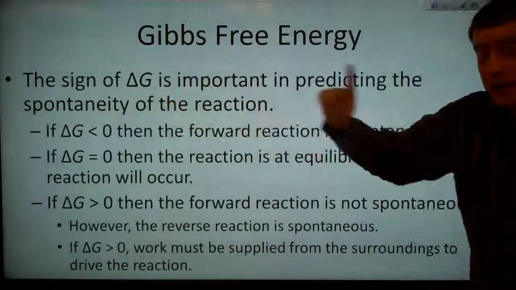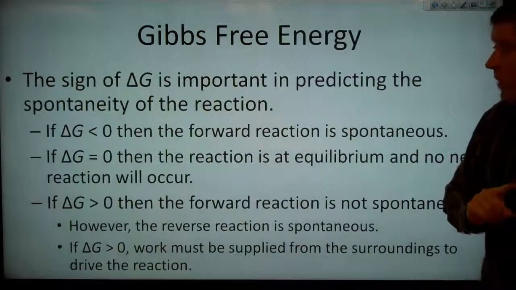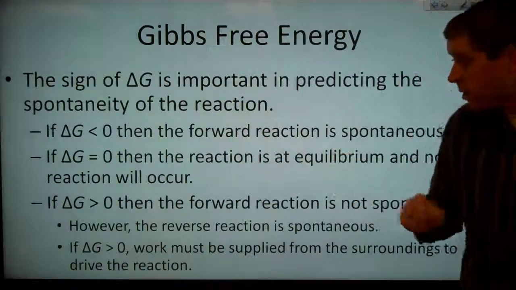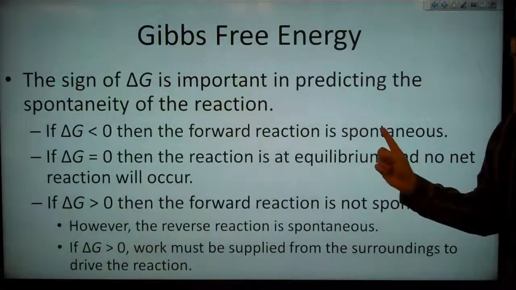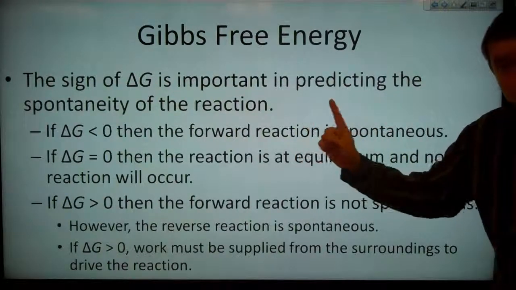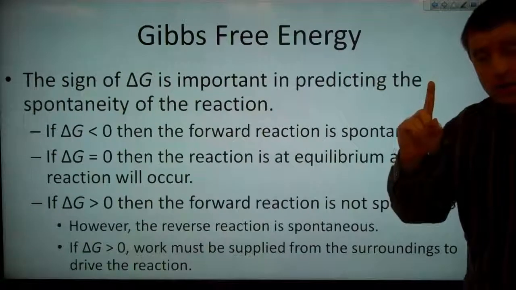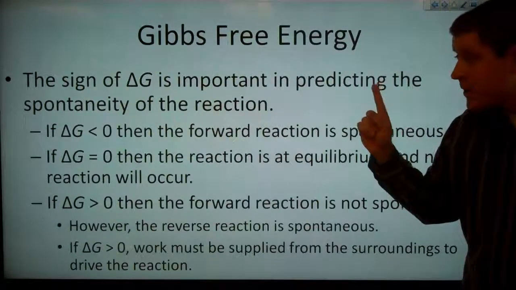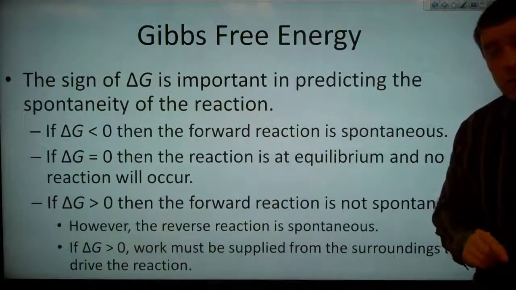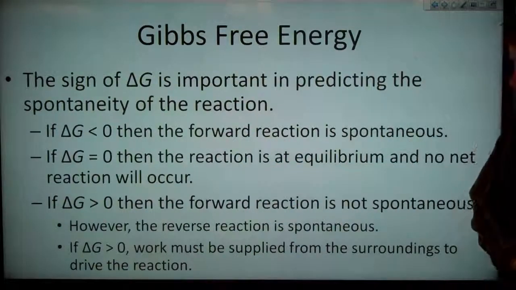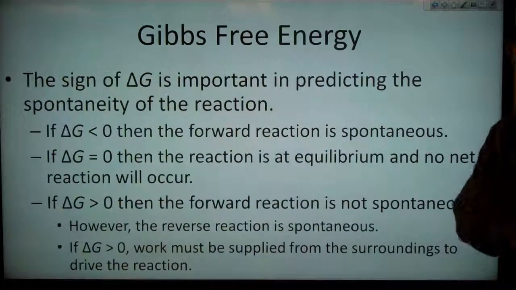The sign of delta G is very important in predicting the spontaneity of the reaction. If delta G is less than 0, then the forward reaction is spontaneous. So if delta G is negative, if the Gibbs energy is negative, then energy is being released. And if energy is being released, then the reaction is spontaneous. If delta G is equal to 0, then the reaction is at equilibrium and no further reaction will occur.